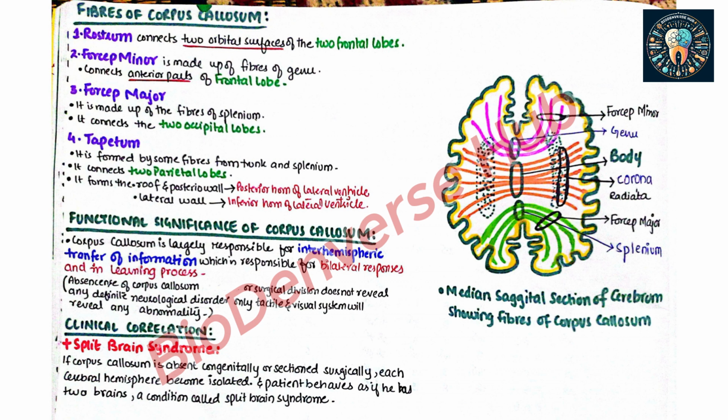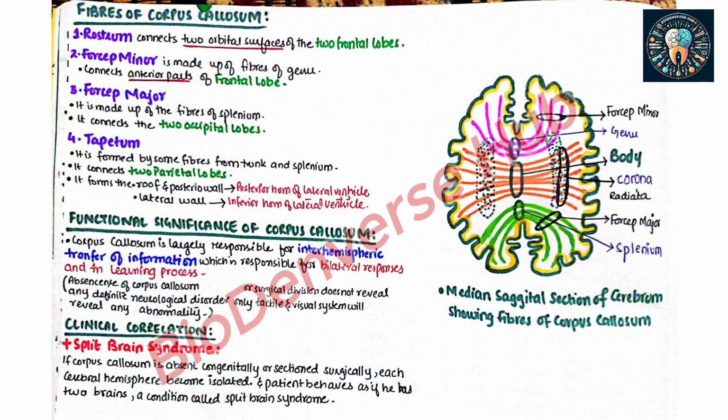And lastly we have the tapetum. The tapetum is formed by some fibers of the trunk and the splenium. It connects the two parietal lobes. It forms the roof and posterior wall of the posterior horn of the lateral ventricle, and it forms the lateral wall of the inferior horn of the lateral ventricle. So these were the fibers of the corpus callosum.